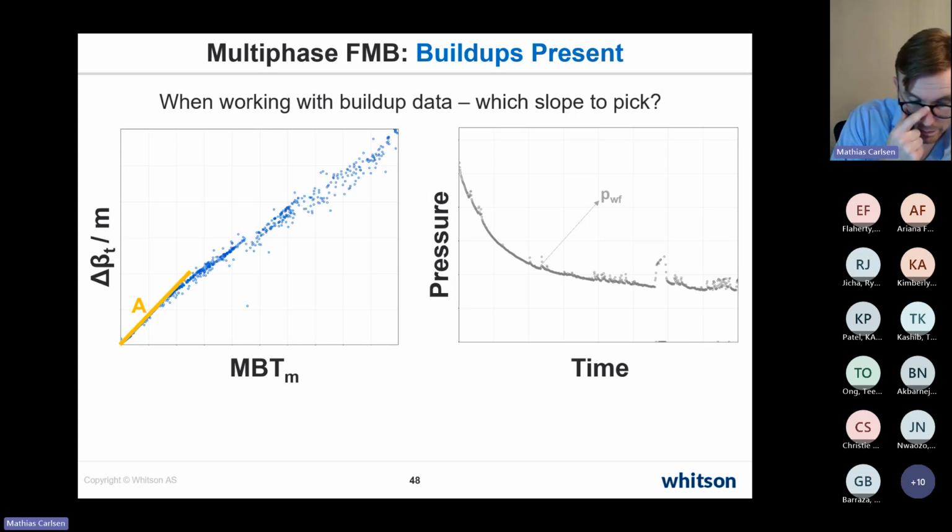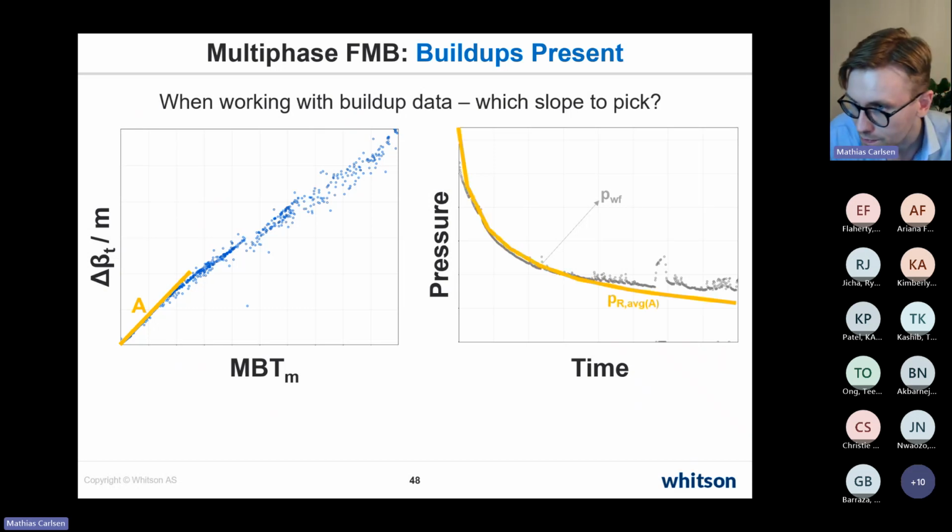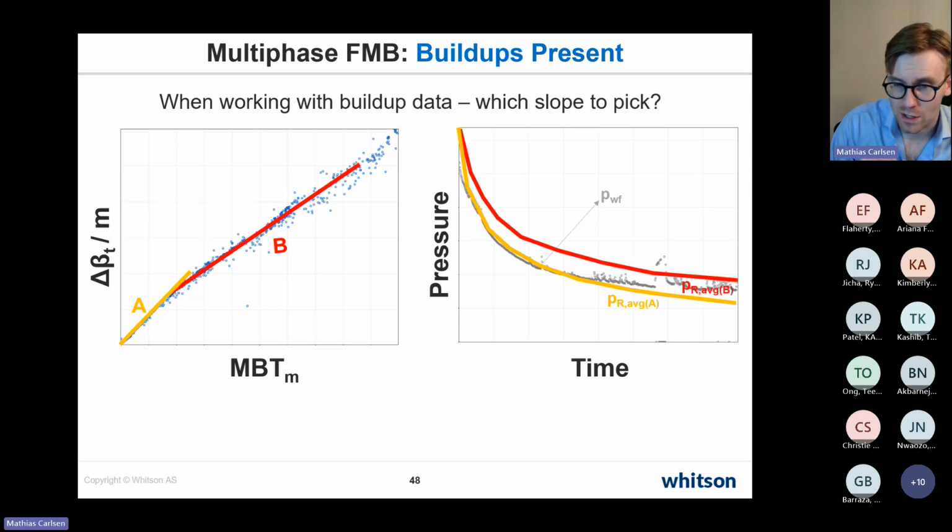So you have slope A, that you see right here. With slope A, we can back out an average pressure versus time. We see that this is not correct. And then with a little bit more time, these are gauges, by the way, so we know it, we can get slope B. Slope B gives us this average pressure versus time. This average pressure versus time is actually going through the buildup there. So if we did not have the buildup, this would actually be an okay analysis.